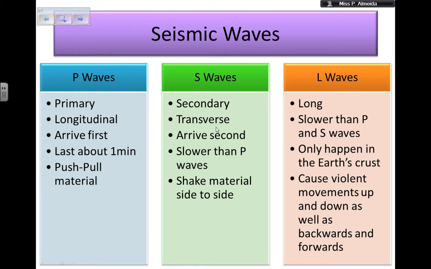And finally, I have the L waves, which are the long waves. They are the last to arrive, slower than P and S waves. They only happen in the Earth's crust, and they cause movements up and down as well as backwards and forwards, okay? So they are quite violent, and they do a little bit of everything, okay?